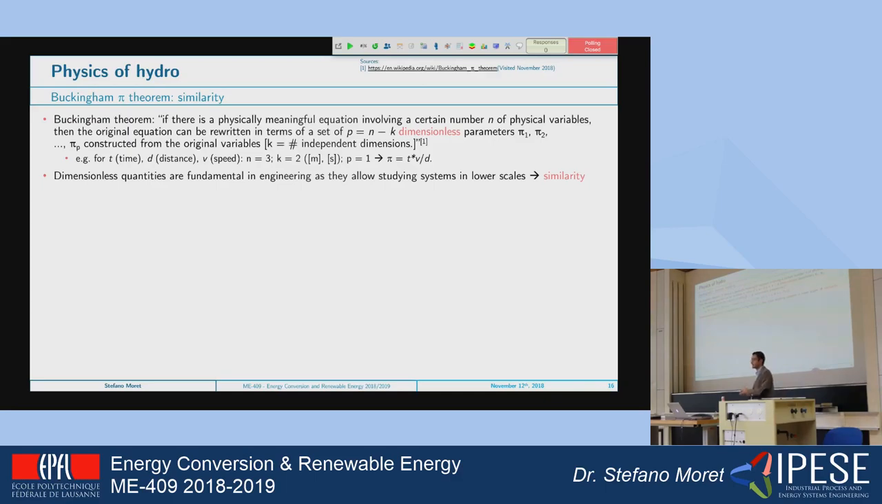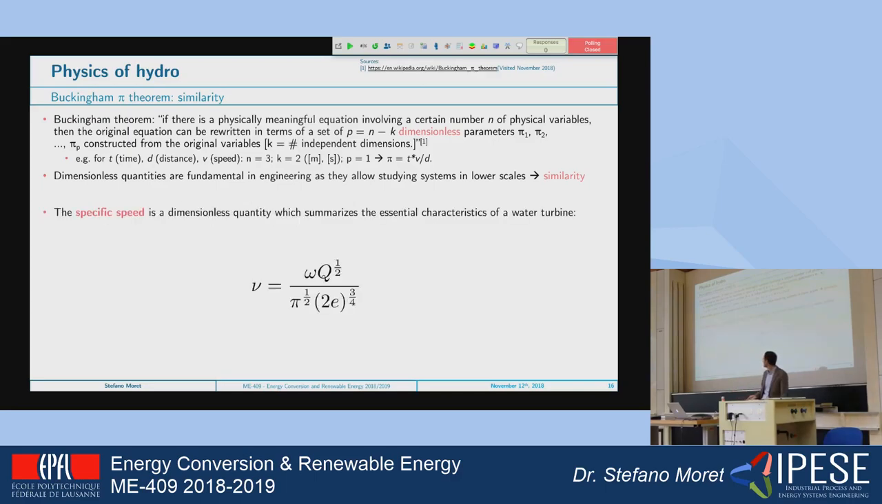Because they allow us to study things in scale. So if we have, for example, the Reynolds number or other dimensionless numbers, they will be the same between a small scale prototype and a very big power plant. So you can make a small model and predict what will happen in the large model, right? There is one very important parameter in hydro turbines, which is called the specific speed.